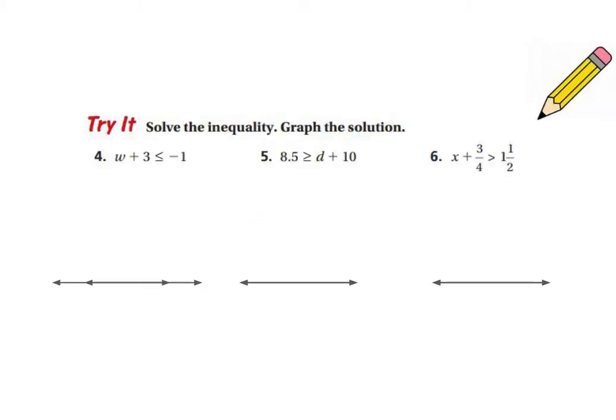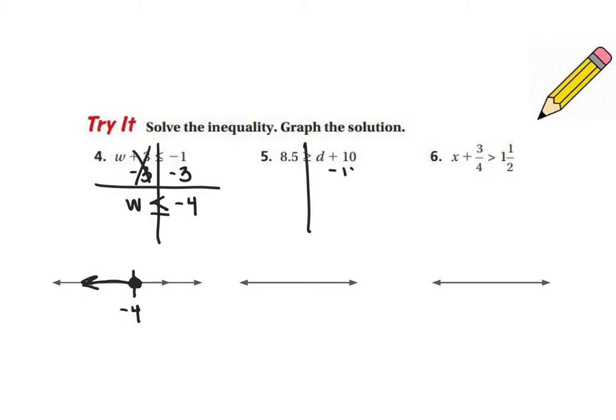Now you try it. Solve the inequality, graph the solution. For number 4, we'll take away 3 from both sides. Opposites cancel, leaving us with W is less than or equal to -4. -4 is our value on the number line. The circle will be filled in because it's less than or equal to, and the arrow goes to the left.